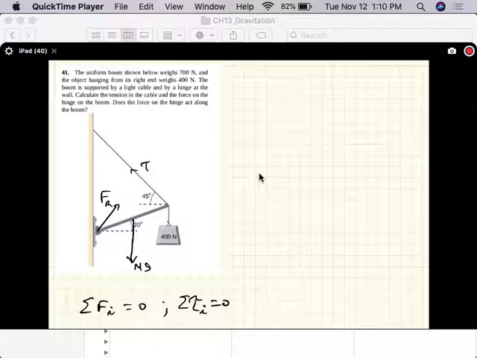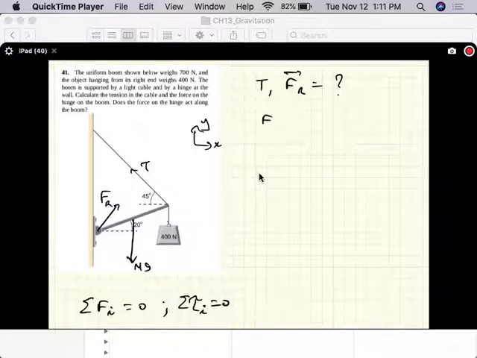So what are they asking us? Well, tension and FR. They're asking us to find those two. Now, tension is one quantity, and you have to find the x and y components of that. So there are three unknowns, so you'll need three equations. Everybody understand that? And again, we are always going to set our axes up like that.